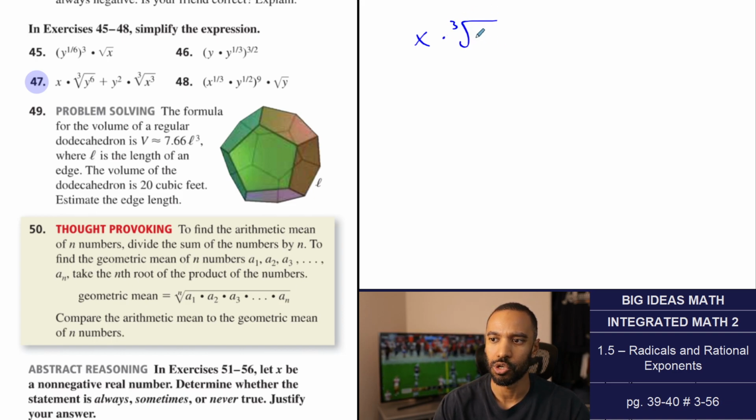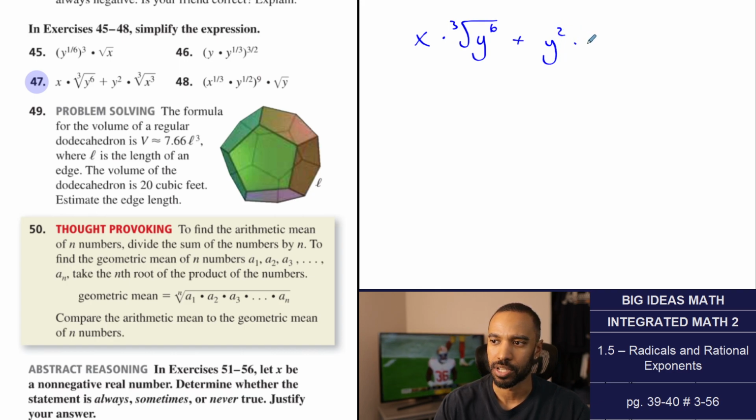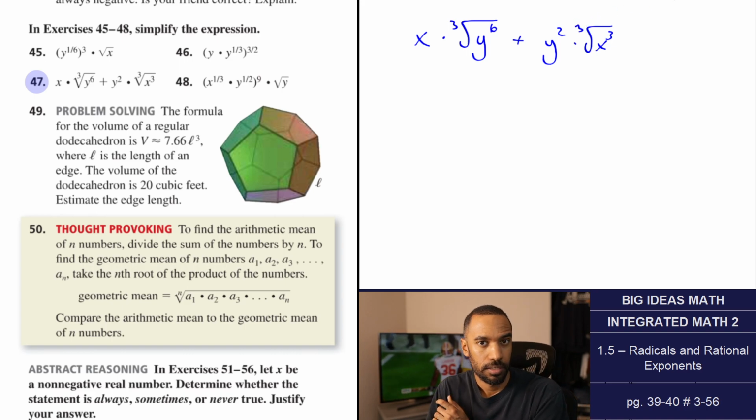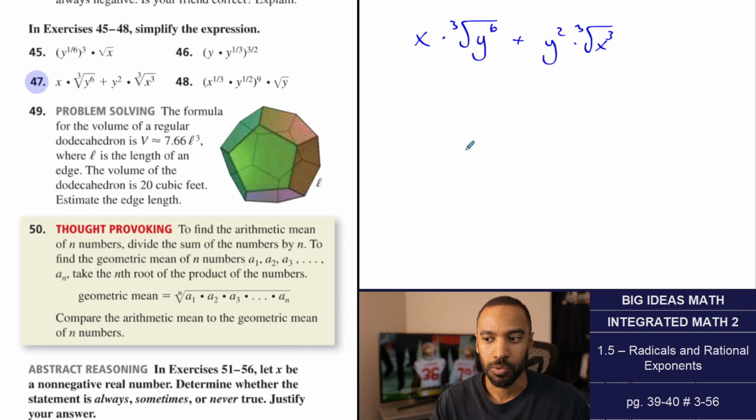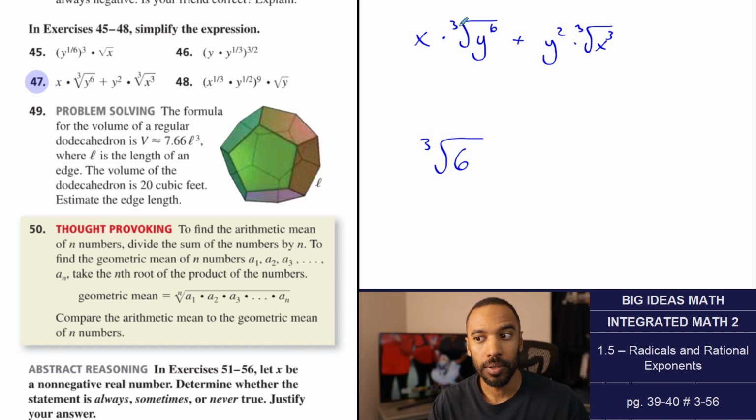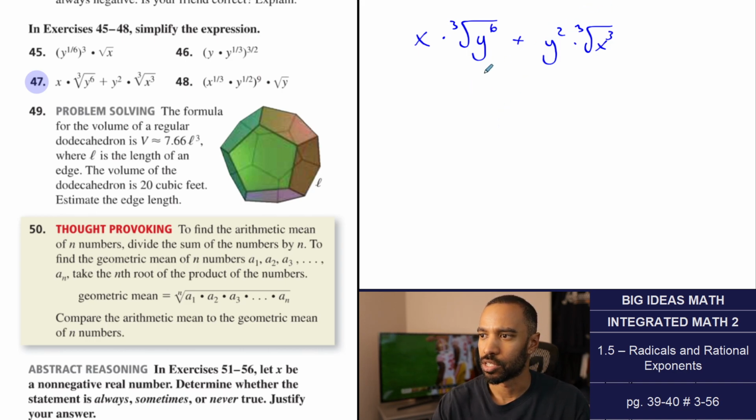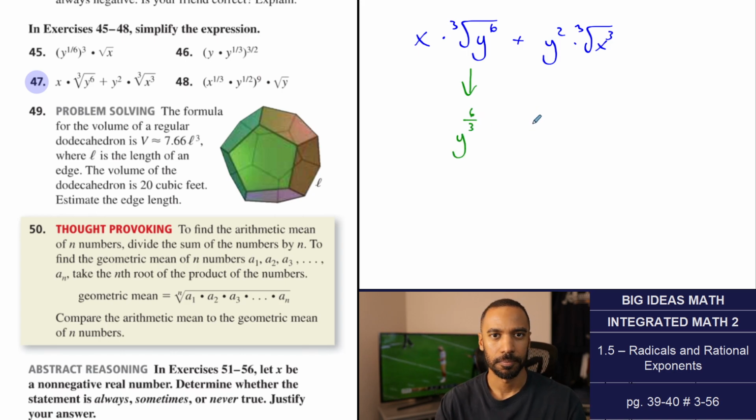Notice where this says the cube root of y to the 6th, and then this other one says the cube root of x cubed. Keep in mind how exponents aren't the same as numbers. The cube root of 6, I don't know what that number is. But I know what the cube root of y to the 6th is, because we're not taking the cube root of 6. We are dividing 6 by 3.